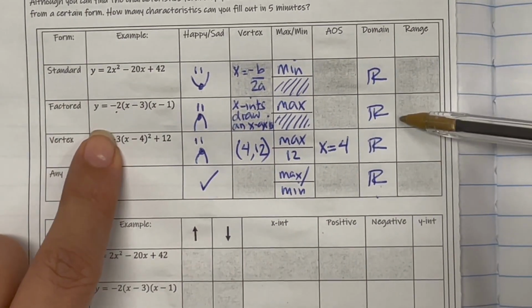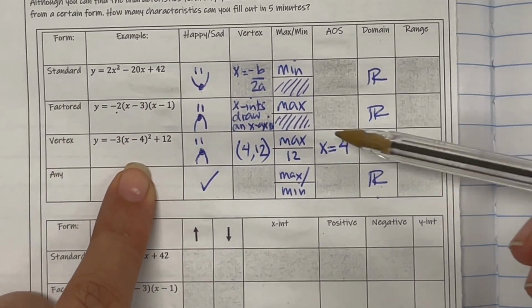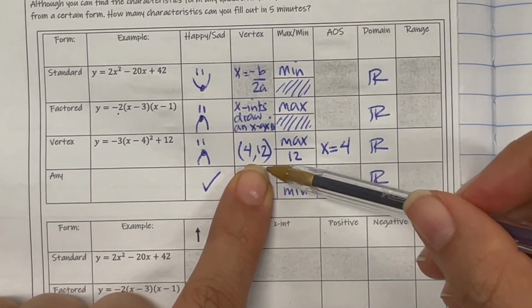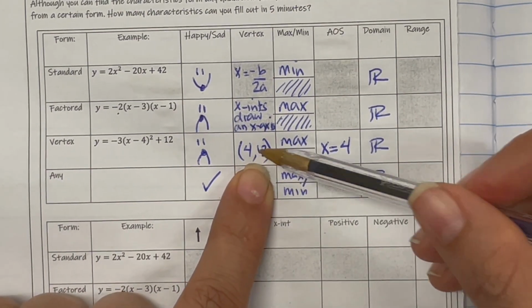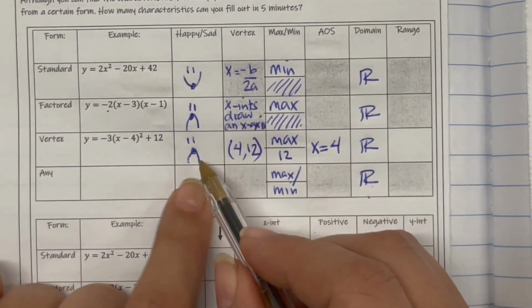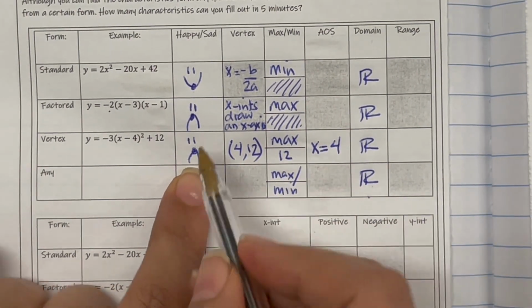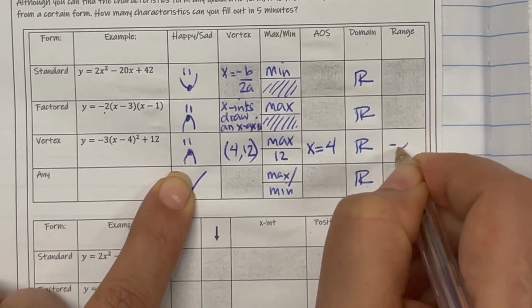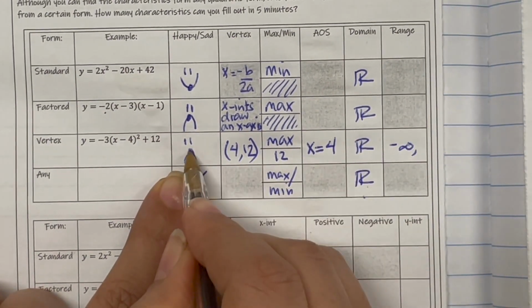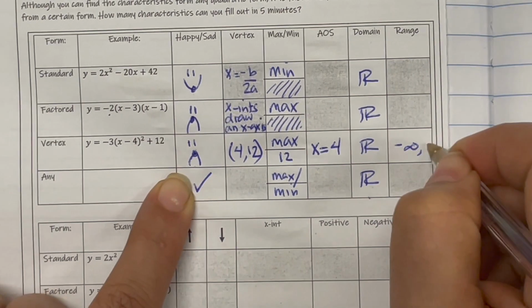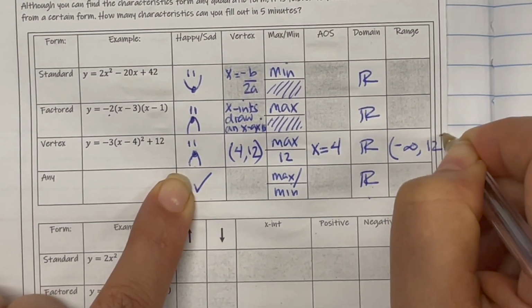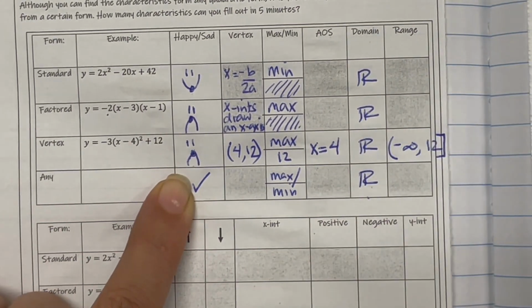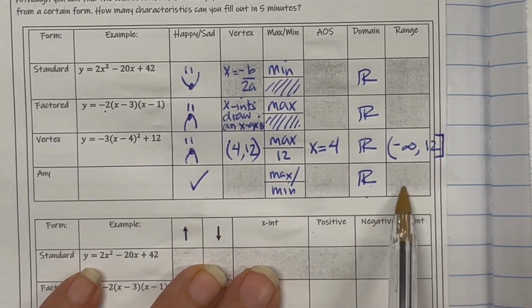So from standard and factored, I can't tell, but from vertex, I can tell because I already have the vertex. So what's the range? To see the range, you have to look at the smiley face. You can see that starting from the bottom, it comes from -infinity and goes to the top, the y value of your vertex, which is 12. Then it's going to be an open and a closed bracket. Okay, so range cannot be told from all of them.